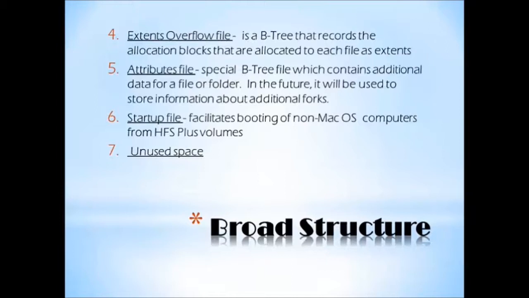Fifth, attributes file, a special B tree file which contains additional data per file or folder. In the future, it will be used to store information about additional forks. Sixth, startup file, which facilitates booting of non-Mac OS computers from HFS Plus volumes. And finally, seventh one is unused space.